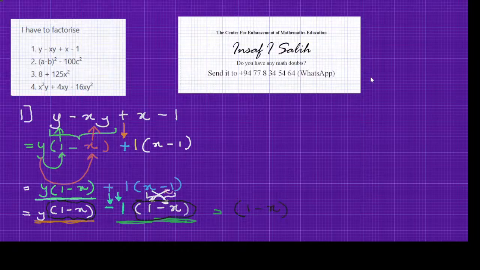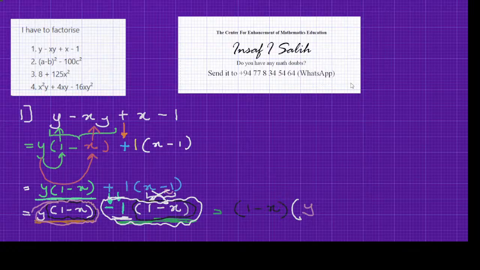Then what's going to come in? From the first term, the term that I'm circling in pink now, y would come in. Then from the term that I'm circling in white now, what would come in? This green -1 would come in. So what's the final answer? It is 1 minus x times y minus 1.